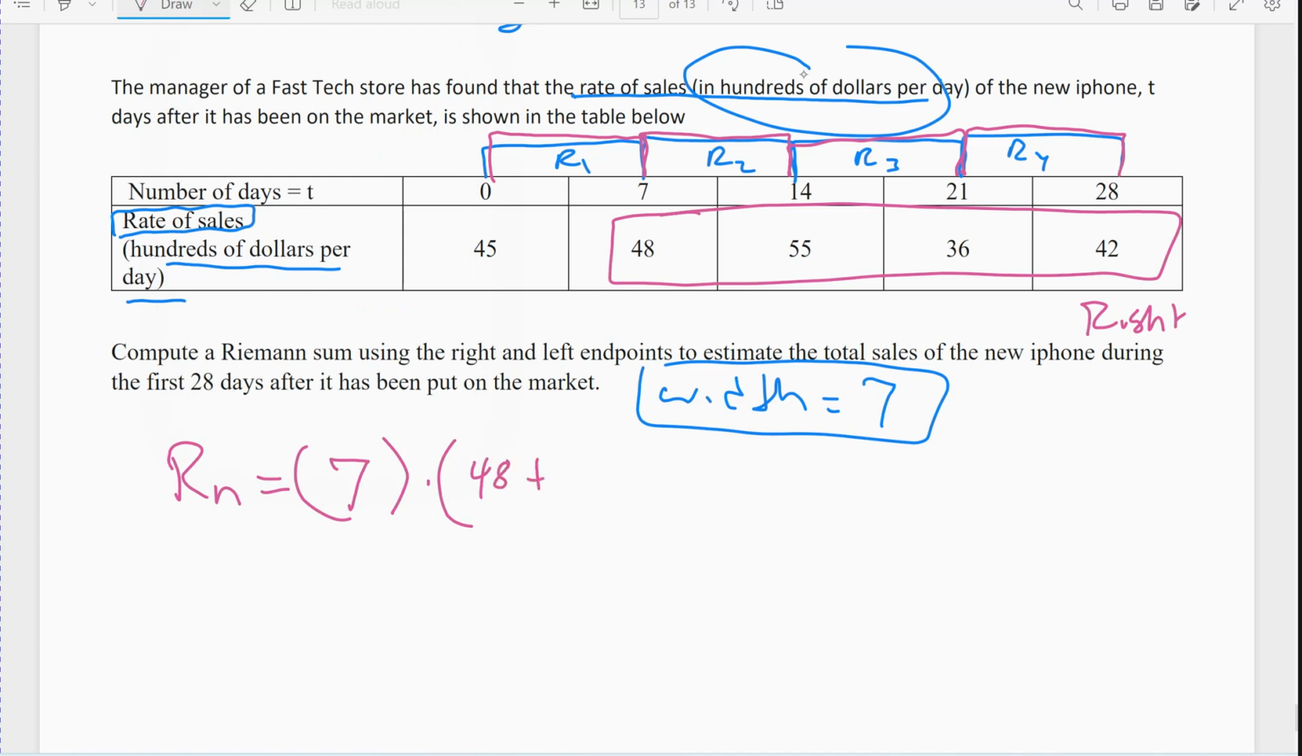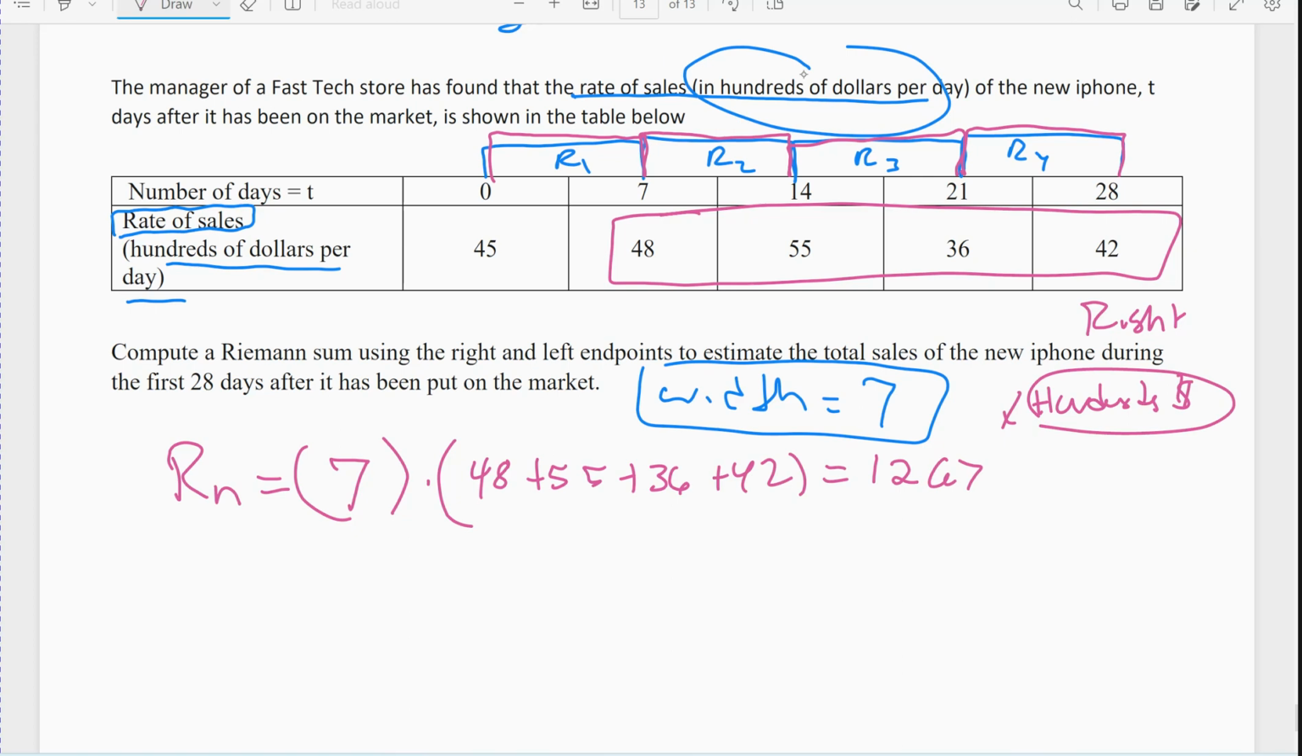48, 55, 36, 42, and then don't forget times 7. So we add those up and multiply by 7. When we do that, that comes out to be 1,267. Remember, it's in hundreds of dollars. Just remind myself it's in hundreds of dollars, so I get the final answer.